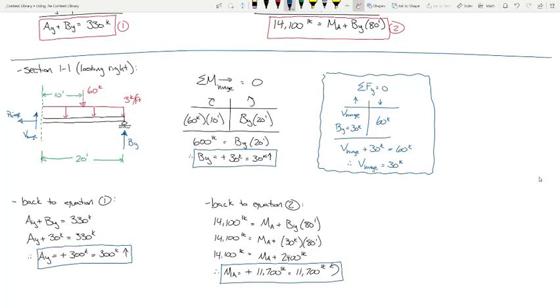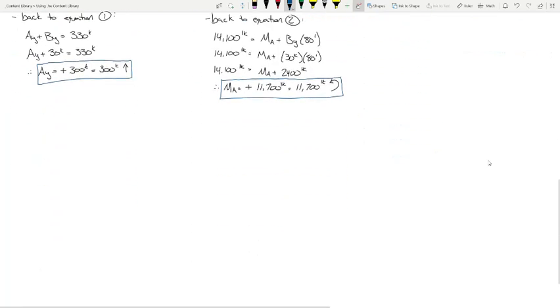Now what we're going to do is draw the shear and moment diagrams. So I'm going to drop down here and redraw my structure with the reactions on there. So bear with me.